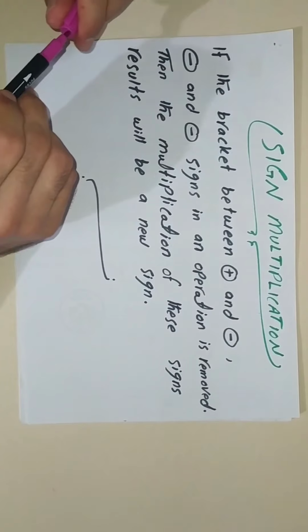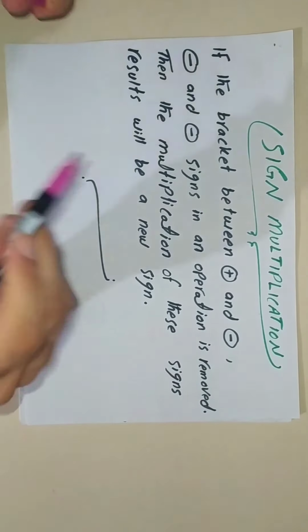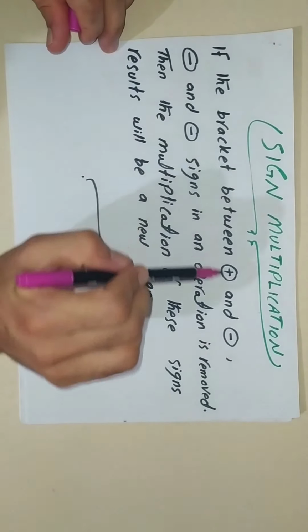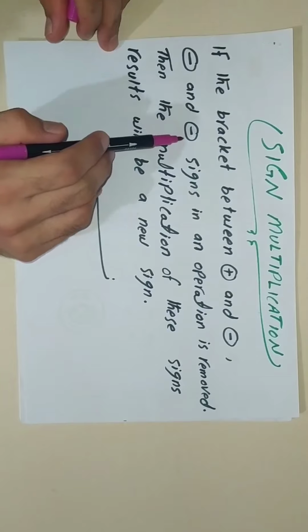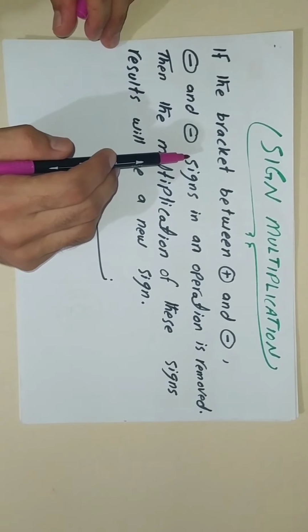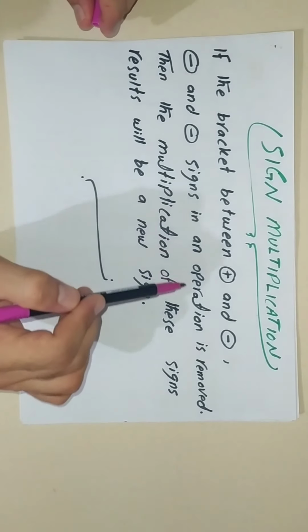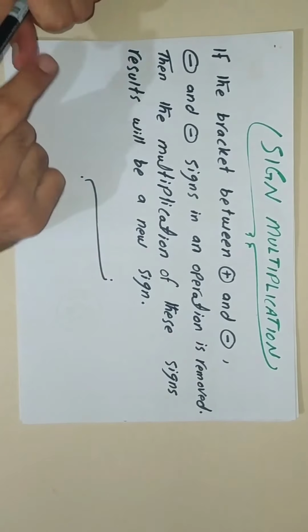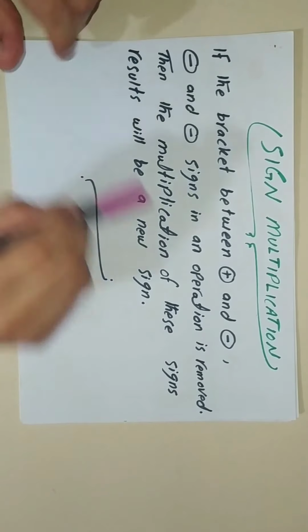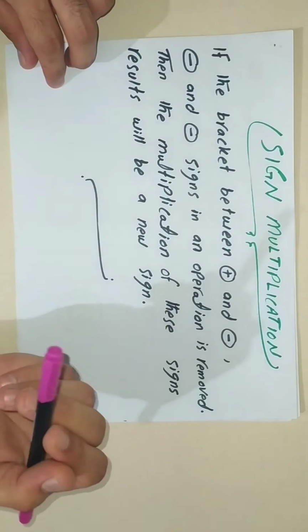Okay, now it is sign multiplication. Sign multiplication is like this. If the bracket between plus and minus signs in any operation is removed, then the multiplication of these signs results in a new sign. If we multiply these signs, in the result we will get some new sign.